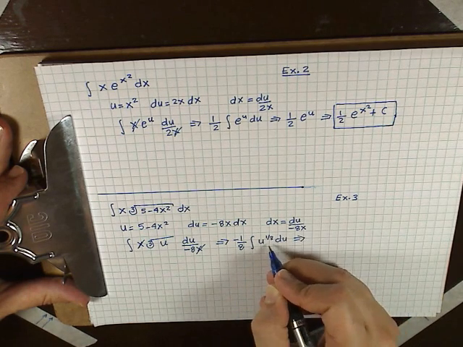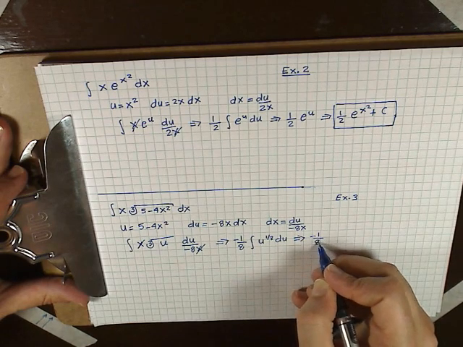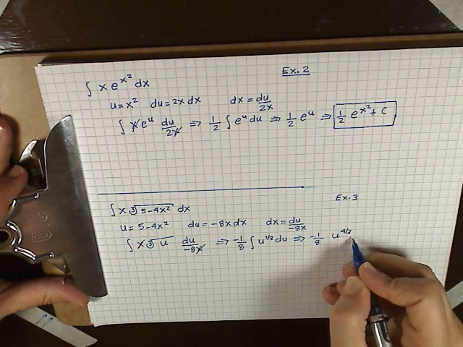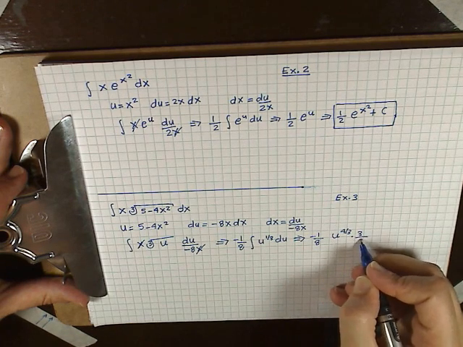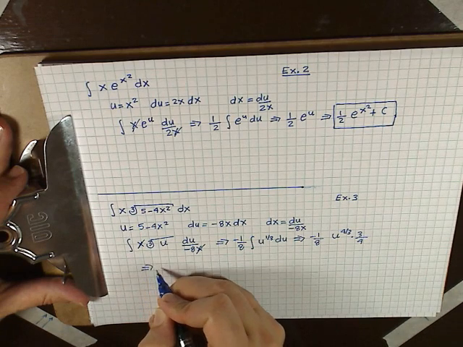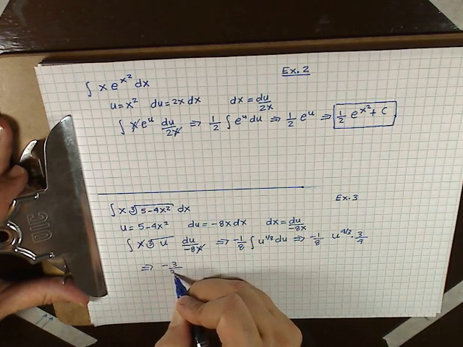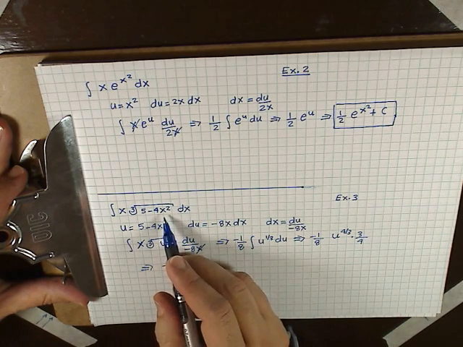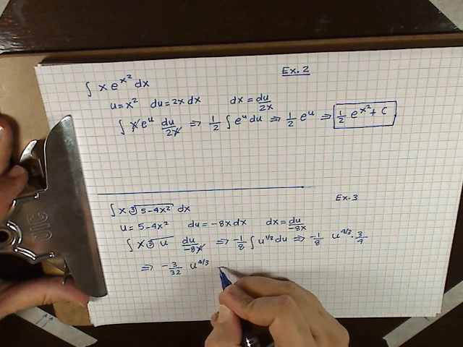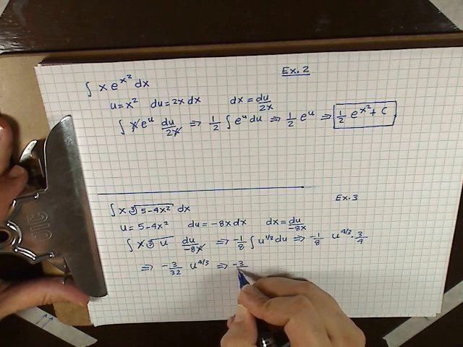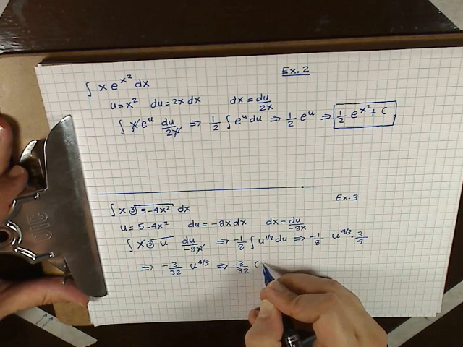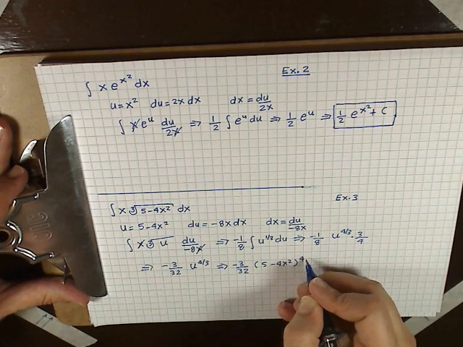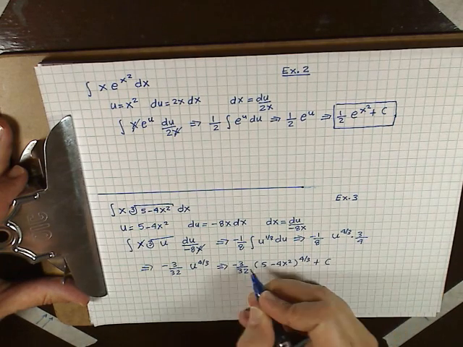Now apply the reverse of the power rule, negative 1 over 8, u to the 1/3 plus 1, that's 4/3, divided by 4/3, that's the same as multiplying by 3 over 4. Let's simplify this, negative 3 over 32 times u to the 4/3. But the original question was in terms of x, so we must get the answer in terms of x. So we get minus 3 over 32 times 5 minus 4x squared to the power of 4/3 plus c. This is the answer.